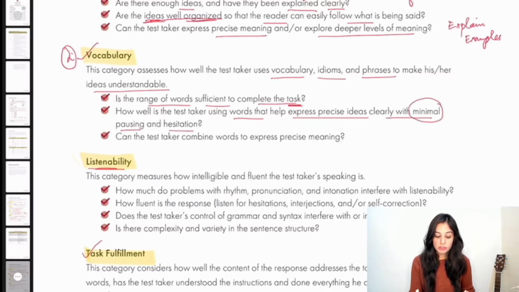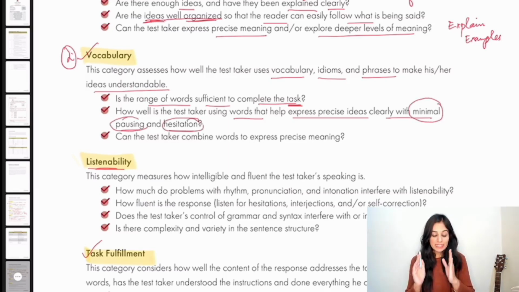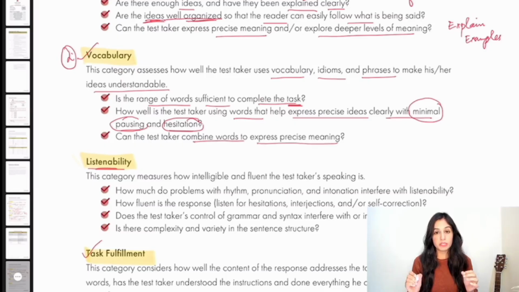Now, this is something specific to your speaking test. So, minimal pausing, minimal hesitation. You don't have to do a lot of that, because if you do these things, it shows that you are out of vocabulary. You do not have enough words to express. Some sort of ums and ahs are allowed if they are not because of hesitation, but because you're thinking about the ideas. The next thing that you have to ask yourself, can I combine words to express precise meaning?